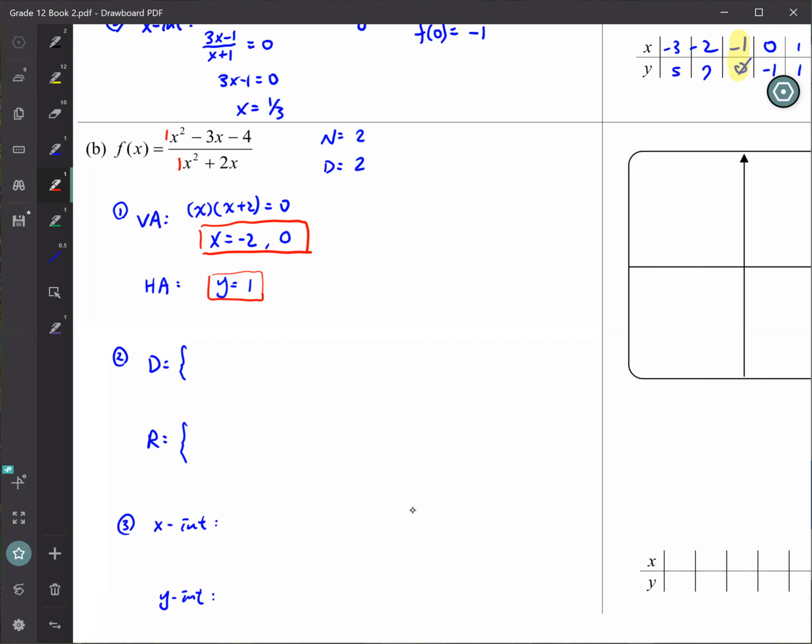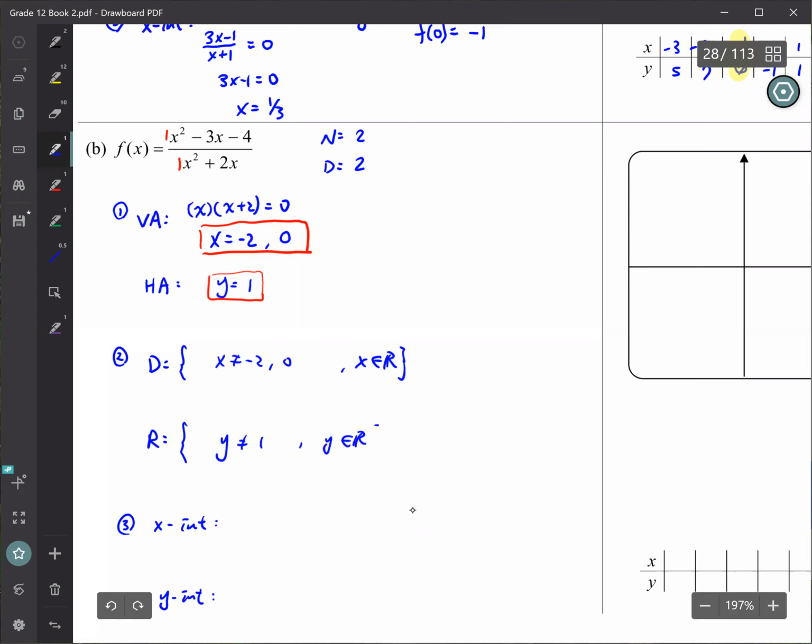So next one, domain. Domain range is just the opposite. So x cannot equal to -2 or 0. X is real number. Y cannot be 1. Y is real number.